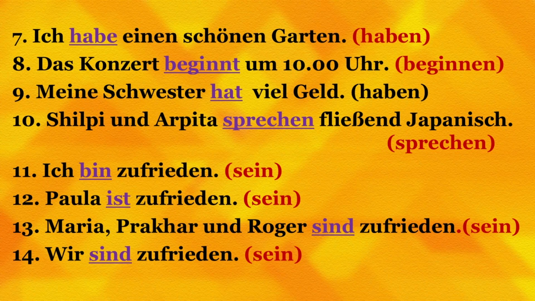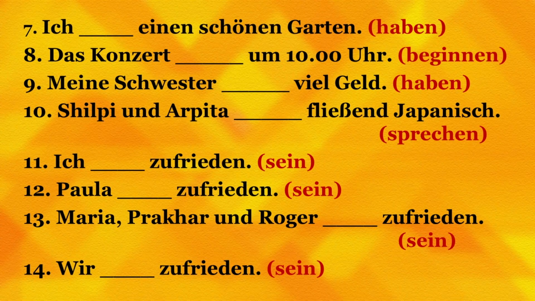Ich dash zufrieden. The verb to be used here is sein, that is to be. Dear learners, it's simple. With ich, the conjugated form of sein to be used is bin. The conjugation for sein, as you know, is ich bin, du bist, sie, es ist, wir sind, ihr seid, sie sind. So, coming back to this particular sentence, ich bin zufrieden.